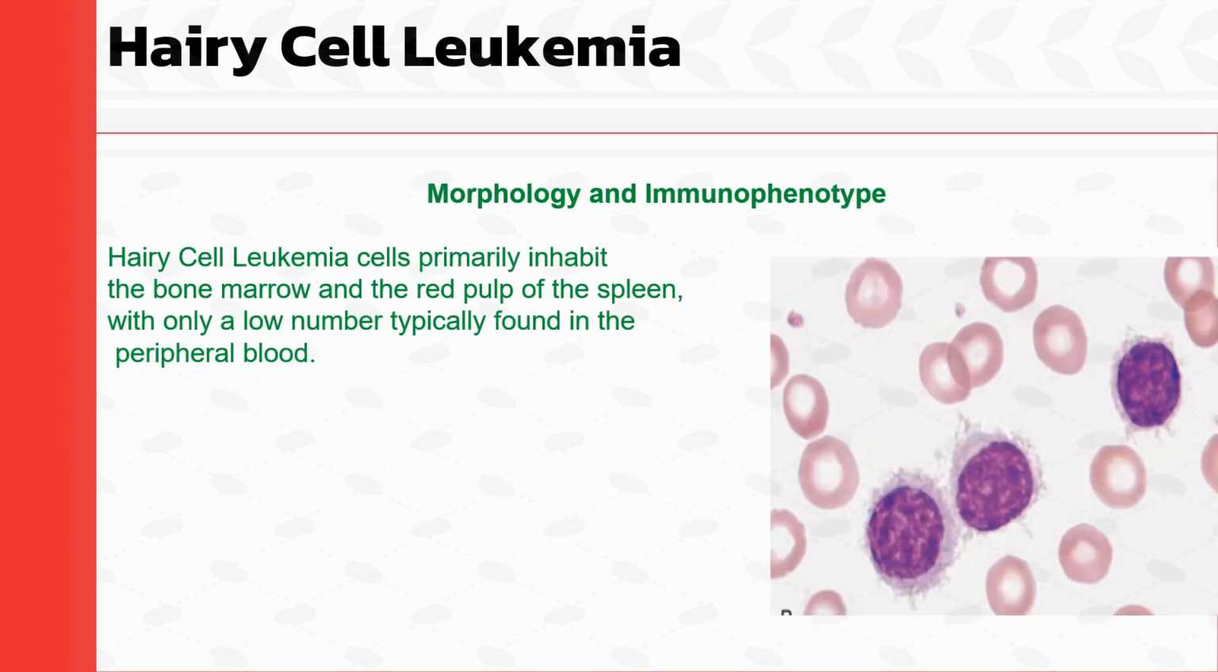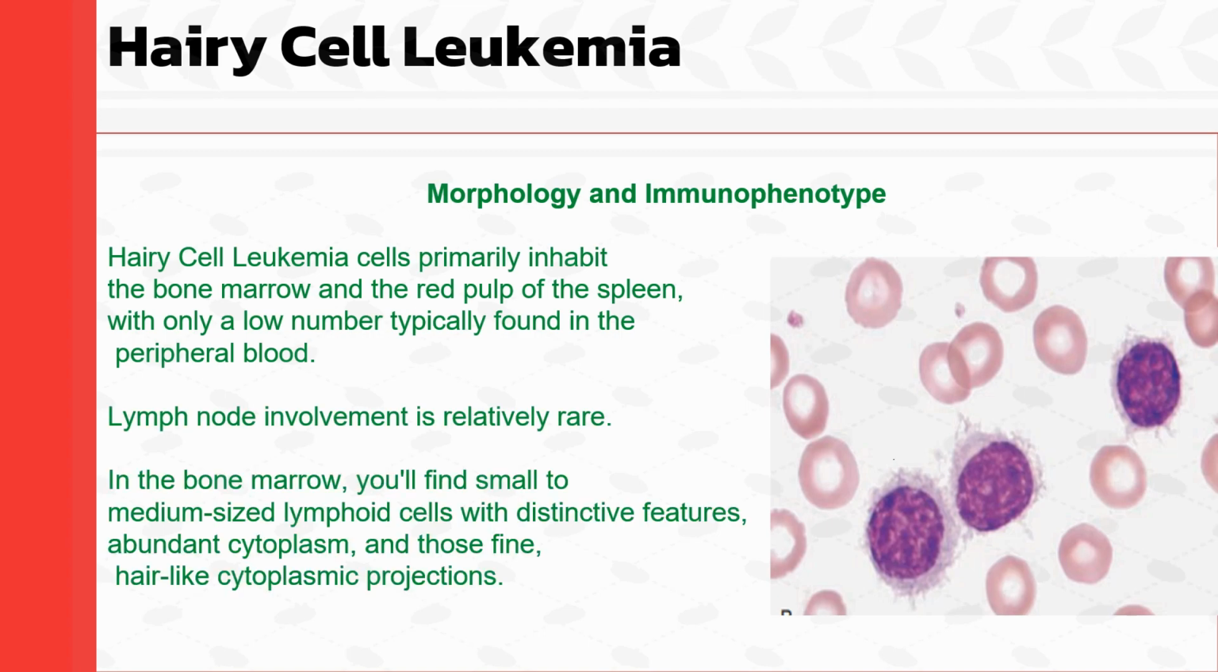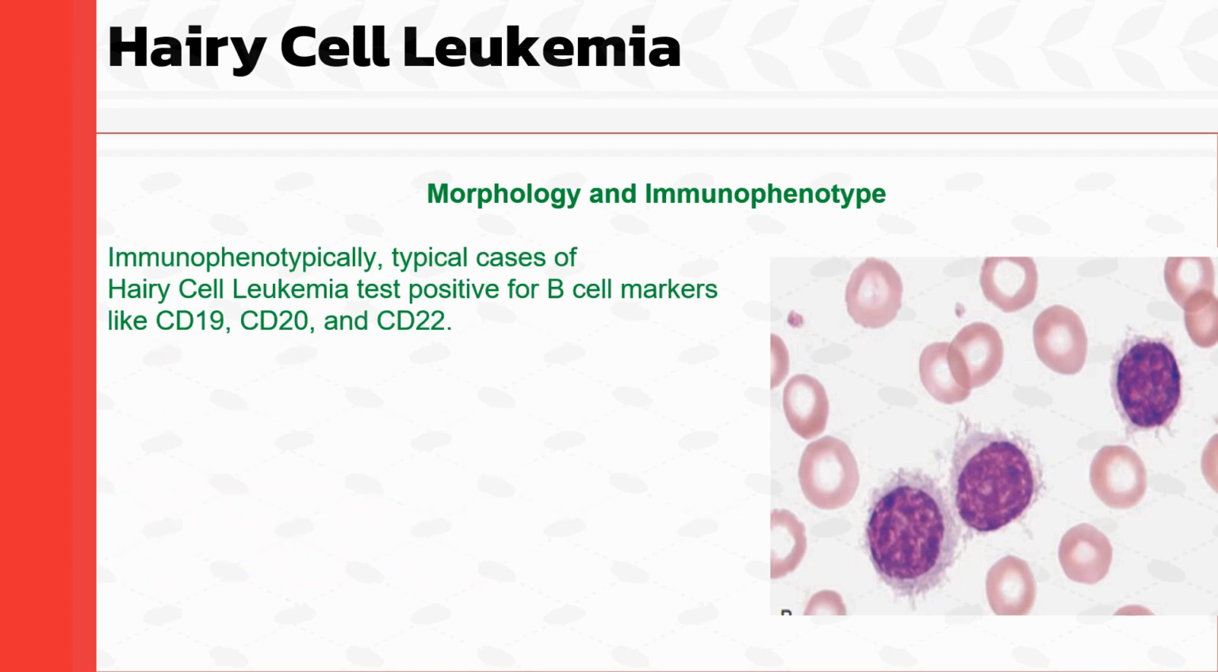Hairy cell leukemia cells primarily inhabit the bone marrow and the red pulp of the spleen, with only a low number typically found in the peripheral blood. Lymph node involvement is relatively rare. In the bone marrow, you'll find small to medium-sized lymphoid cells with distinctive features, including oval or indented nuclei, abundant cytoplasm, and those fine, hair-like cytoplasmic projections.